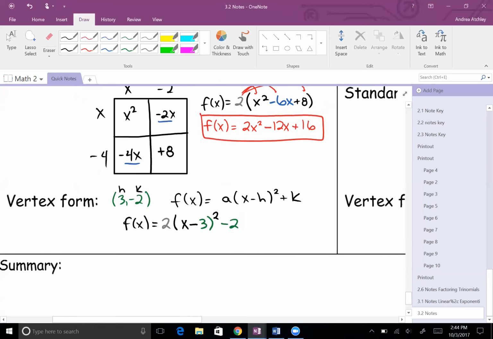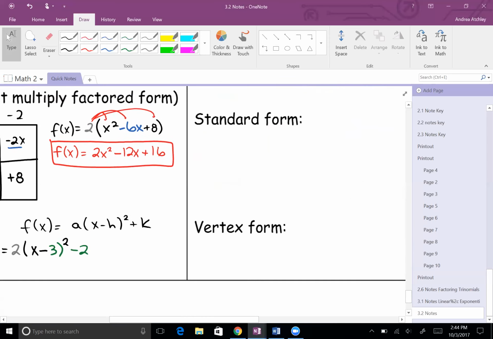Okay, your homework is the next 2 pages in your packet.